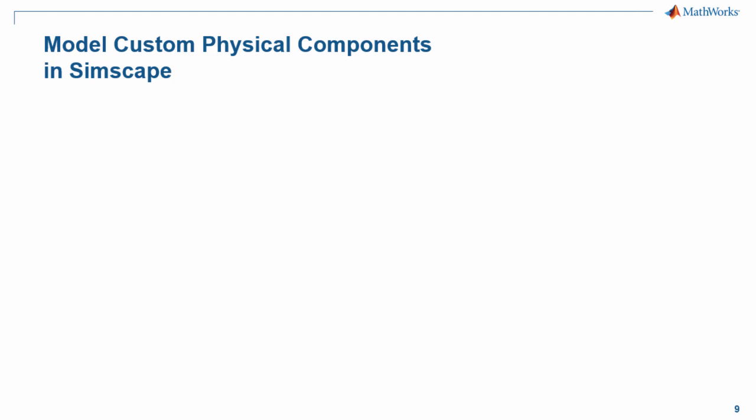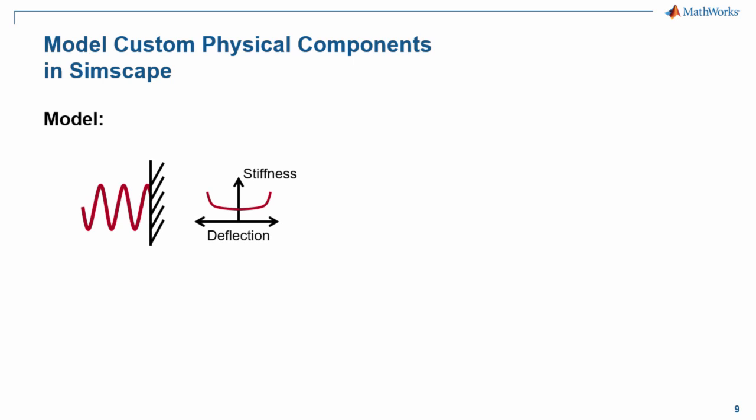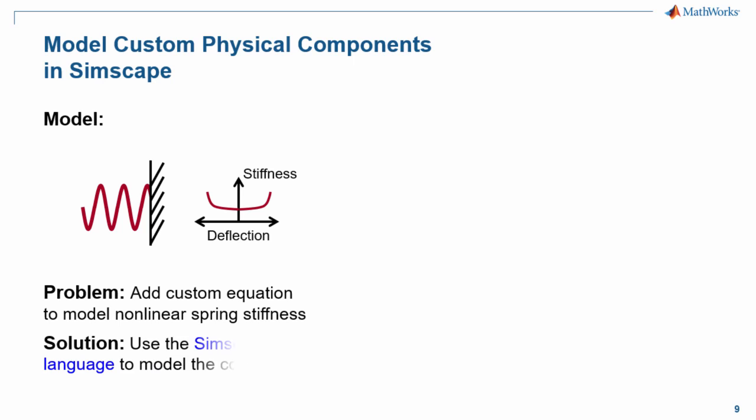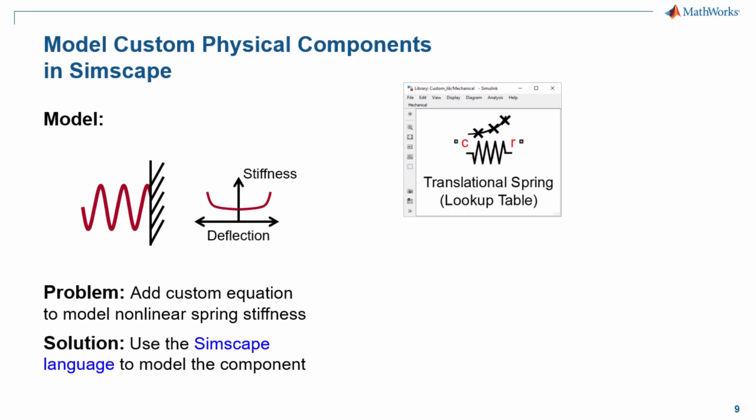In this demonstration, we're going to see how we can model custom physical components using Simscape language. We wish to create a model of a spring whose stiffness is nonlinear. We're going to create this spring using the Simscape language. The component we create will look like this. You can see it has two physical ports representing the two mechanical connections for the spring.